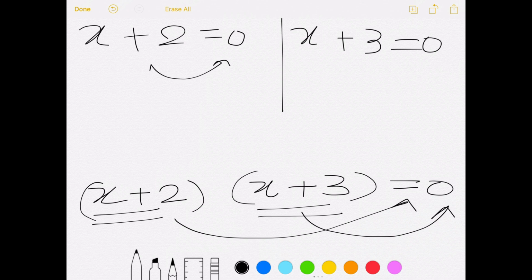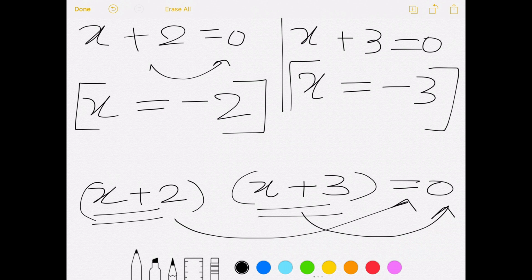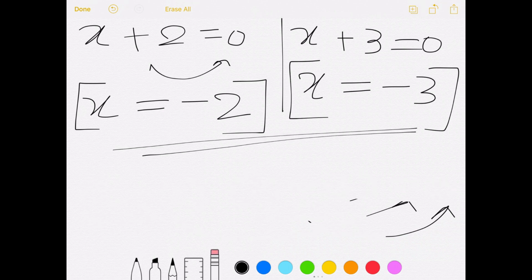Plus 2 goes on that side, x will be equal to minus 2, or x can be equal to minus 3. These are the solutions of the given equation. Right? This is how you solve it by the method of factorization, and that is also known as the method of splitting the middle term.